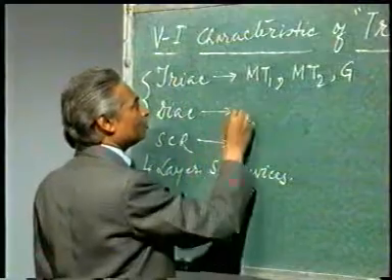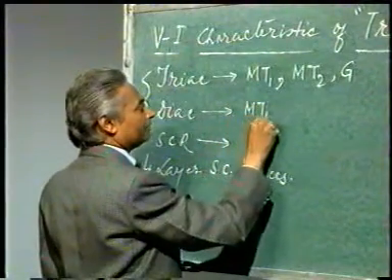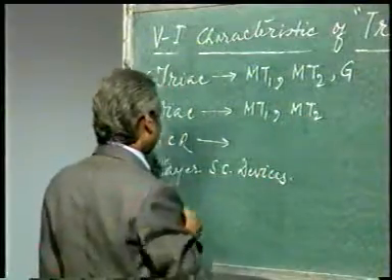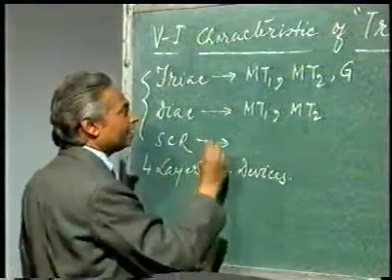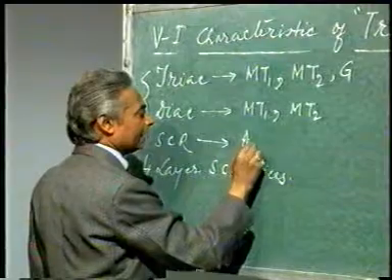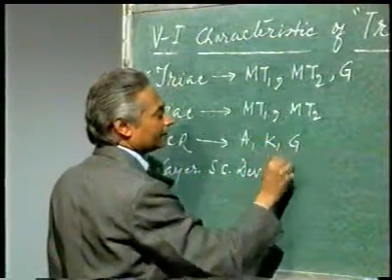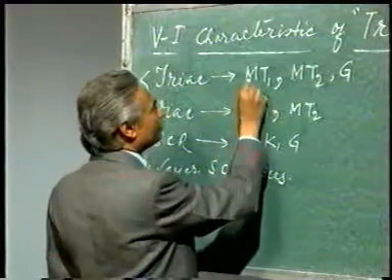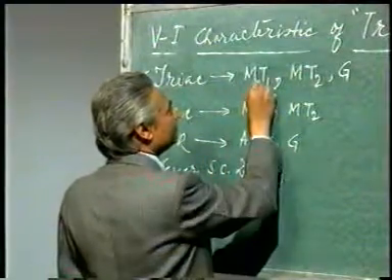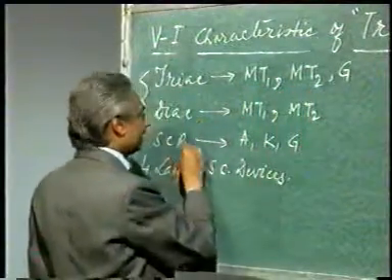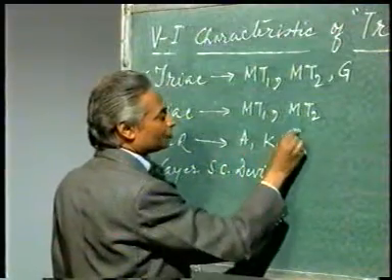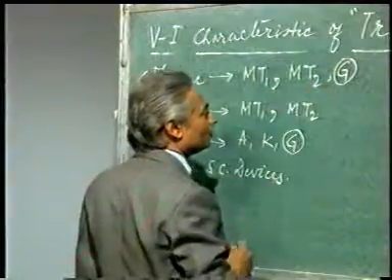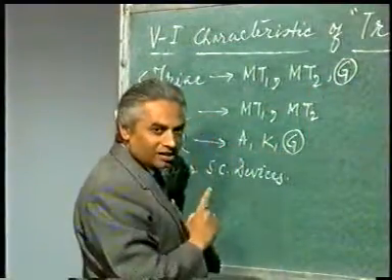The DIAC has only two terminals, main terminal 1 and main terminal 2. There is no gate here. And in case of SCR, you again have three terminals, anode, cathode, gate. Now if you compare the two, TRIAC and SCR, you will find both have three terminals, MT1, MT2, gate in this case, and SCR, anode, cathode, gate. So you find that gate is common between the two, and you know that gate is meant for control.